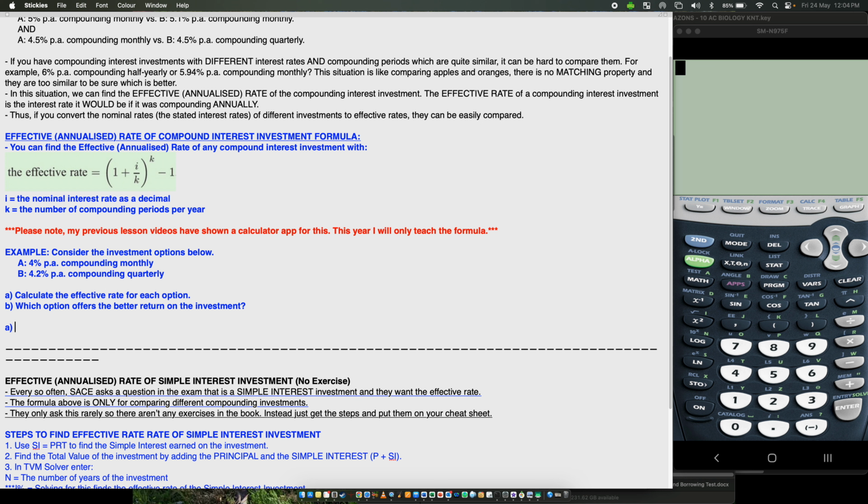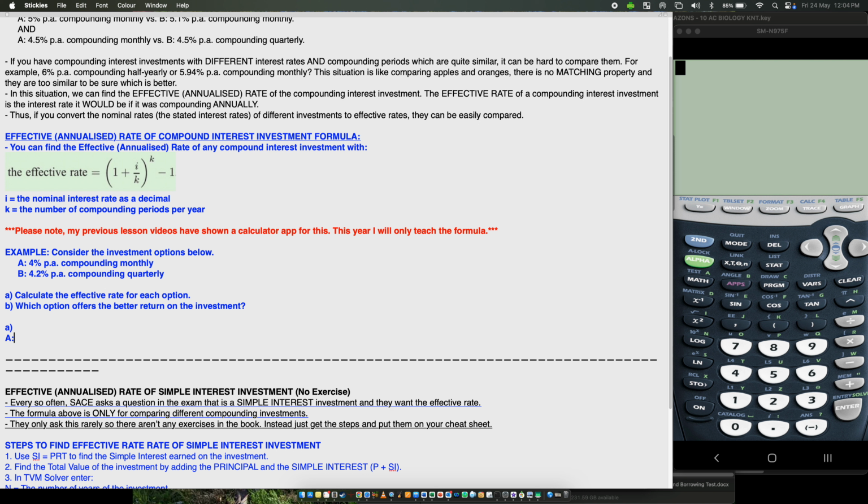Example A. The example is asking you to consider the two investment options below: A, 4% compounding monthly, or B, 4.2% compounding quarterly. Calculate the effective rate of each, and then B, which is better. So obviously we want to work out which has the higher effective rate.